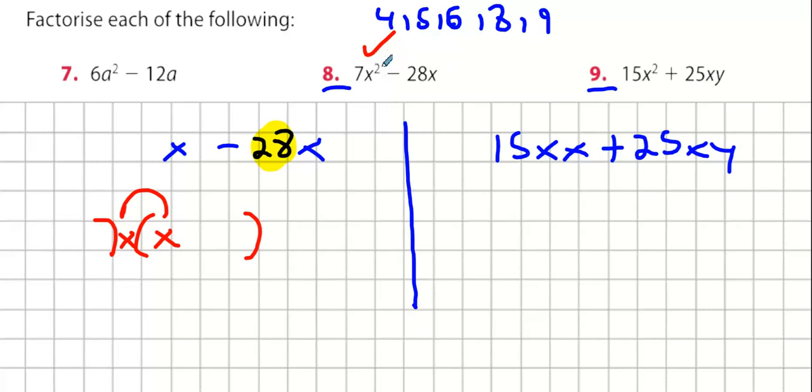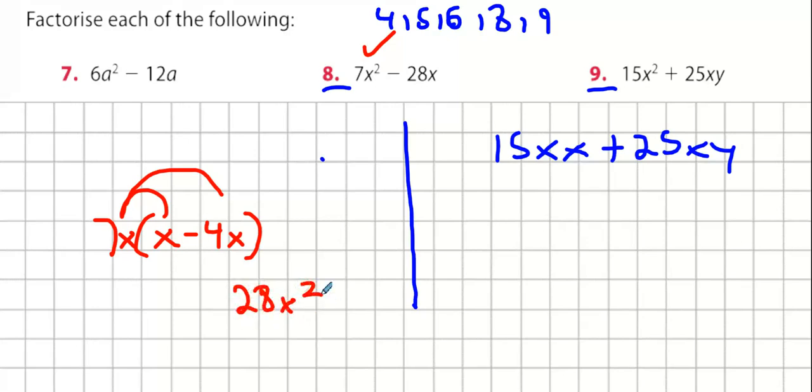All right. Now, next one. 7 times what number gives you 28? 4. And should I leave the x here? Yay or nay? No. How would you prove it if I left the x there? What's 7x multiplied by 4x? I get 28x squared or 28xx. I'm not looking for that. I'm looking for 28x. So therefore, I'll just rub that out and I'm done.